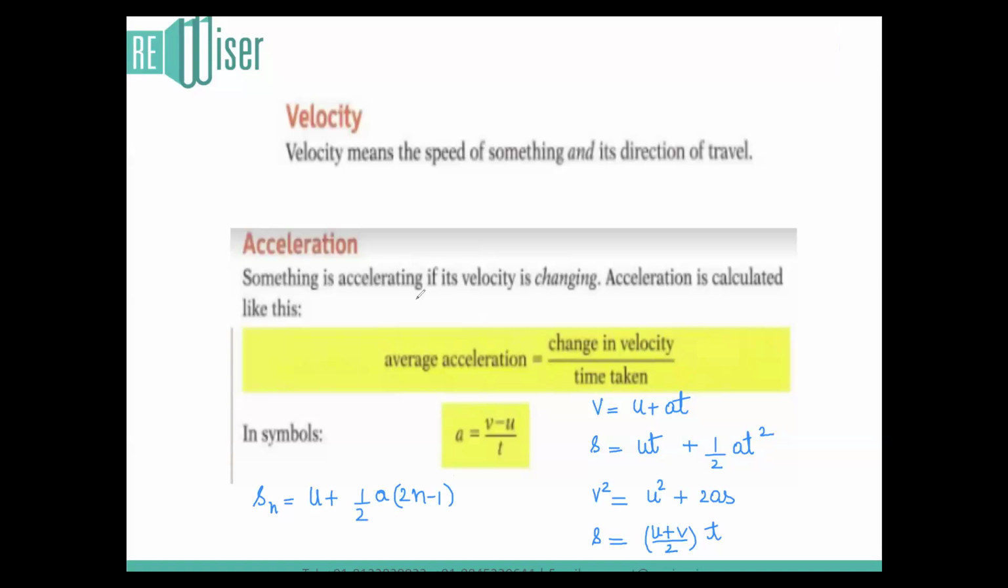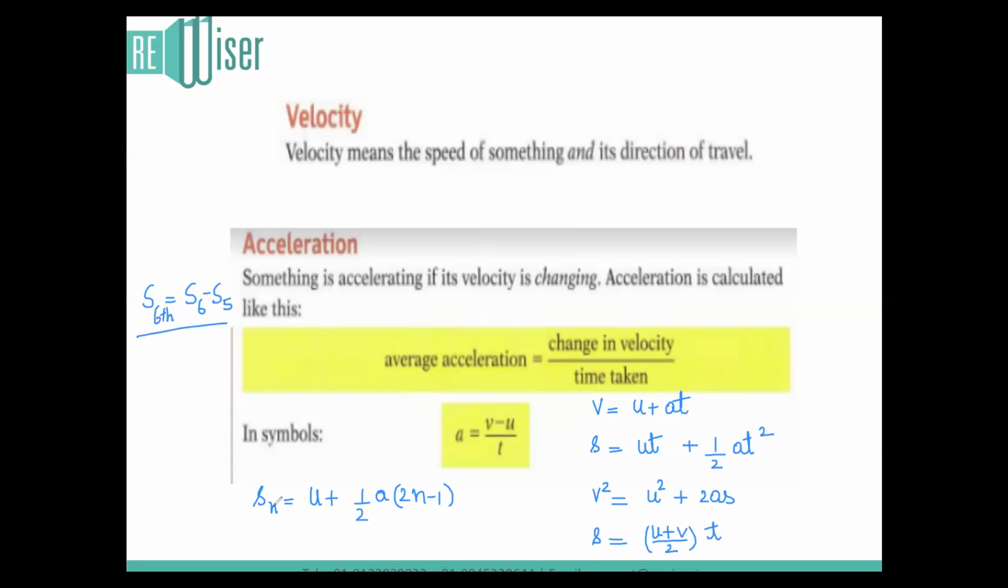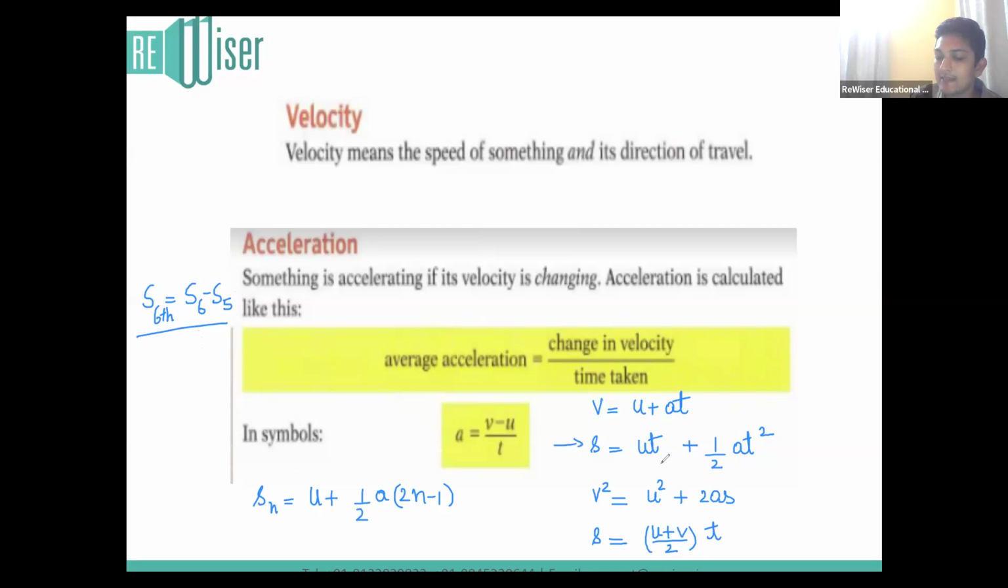For example, if I ask you whatever displacement happens in the 6th second, it is nothing but total displacement up to 6 seconds minus total displacement up to 5 seconds. That's it. That's how I got it. I just substituted t as n and then t as n minus 1 in this equation, and then subtracted both to get the displacement in the nth second. Clear? So when you said 5 equations, I decided to give you all 5. 1, 2, 3, 4, and 5.